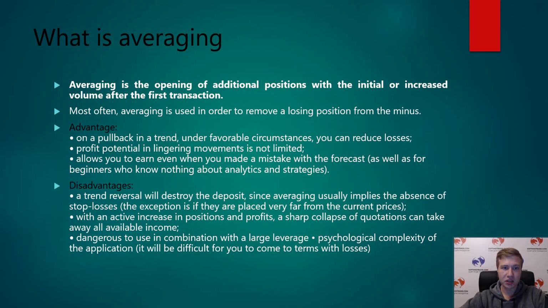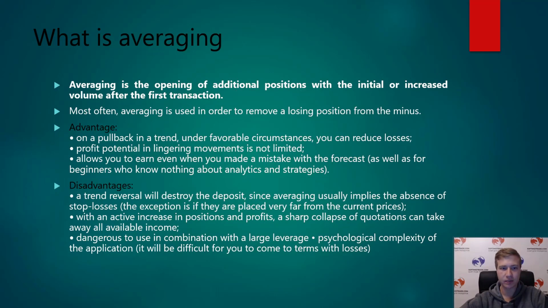The advantages of averaging are that on a pullback in a trend under favorable circumstances, you can reduce losses. The profit potential in a trend movement is not limited, and if you use pyramids, where orders are added along with the trend, it allows you to earn even when you made a mistake with the forecast, as well as for beginners who don't understand anything about analytics and strategies. Yes, indeed, probably in 98% of cases, this strategy will really bring all trades into a plus, and with the help of it, you can earn money.